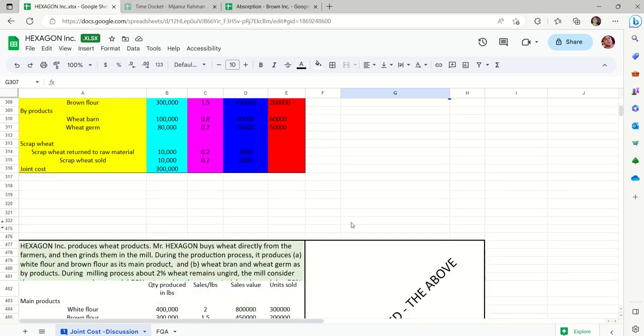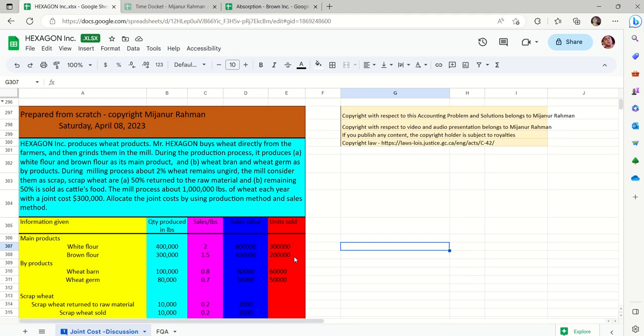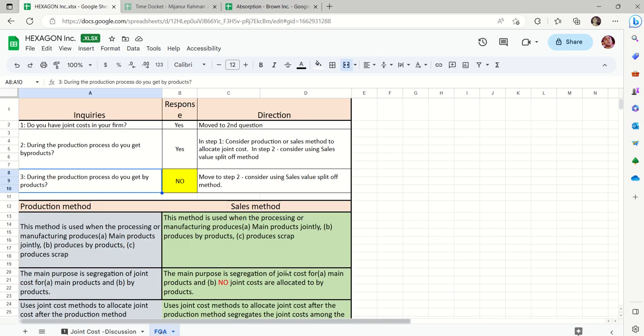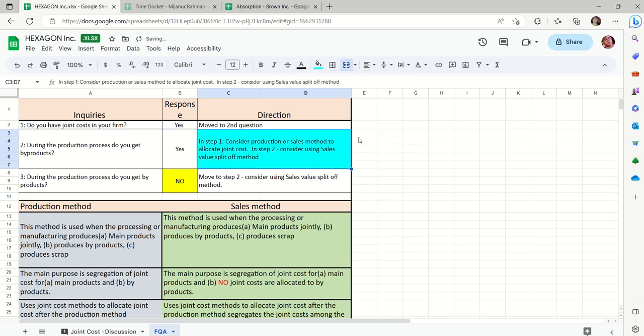Now we move to which method to choose. Here are some common questions that can arise. A, does the company have joint costs in your firm? If the answer is yes, then we move to the second question. During the production process, do you get byproducts? If the answer is yes, then we follow this, highlighted in green.